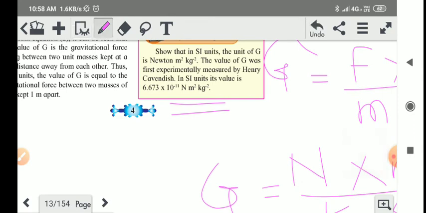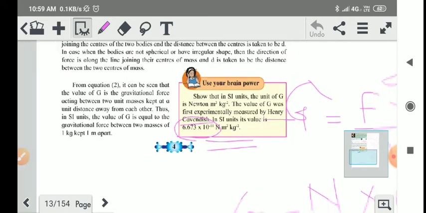So this Henry Cavendish calculated the value of g, and the value of g is 6.673 into 10 raised to minus 11, and see, the unit of g is Newton meter square per kilogram square. Okay, so this is about the universal law of gravitation.